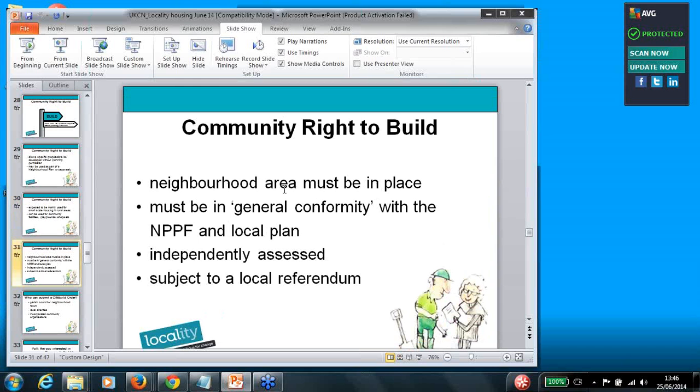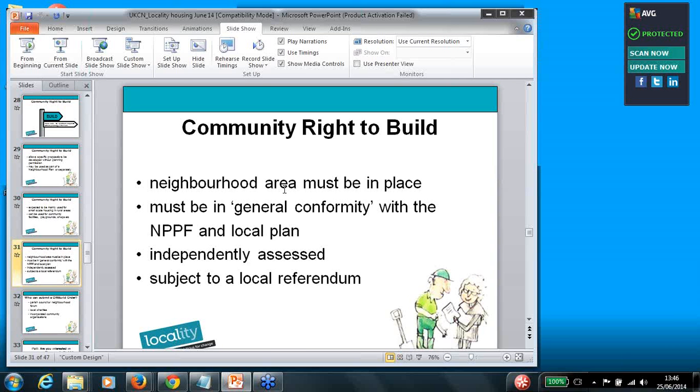Let's try again. Okay, if you are interested in doing a community right to build, I think it's generally most useful in situations where, as a community, you are going through a neighbourhood plan, because a neighbourhood plan is there to allow you to make policy in relation to housing, and pursuing a community right to build order would actually then give you the permission to go ahead and build that development.